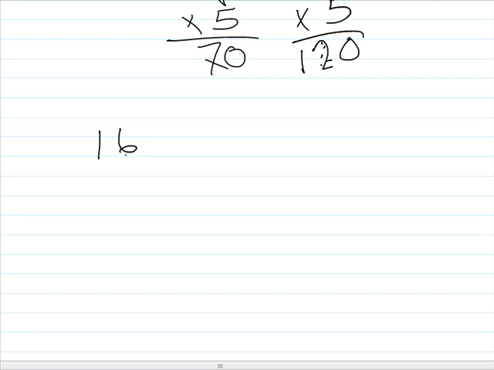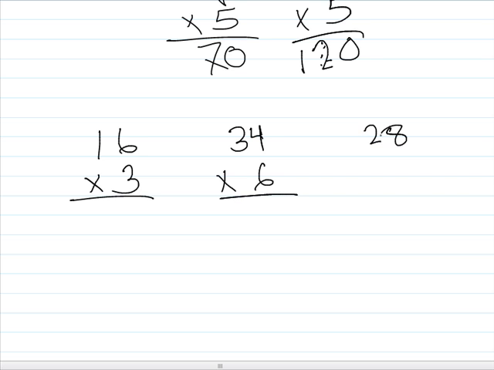So let's do 16 times 3. Why don't you try to solve that using my carrying method? Actually, I'll give you a few to solve. Solve that, and then we'll do 34 times 6, and we'll do, I don't know, 28 times 2. And I bet you can solve that one in your head, this last one. Okay, go ahead, solve it.